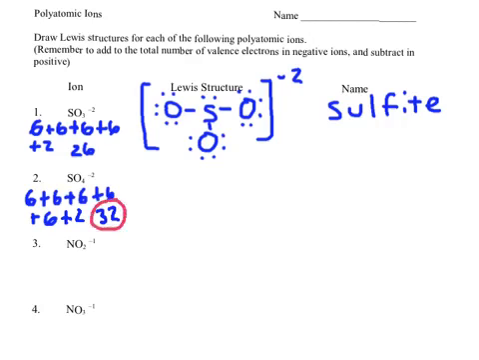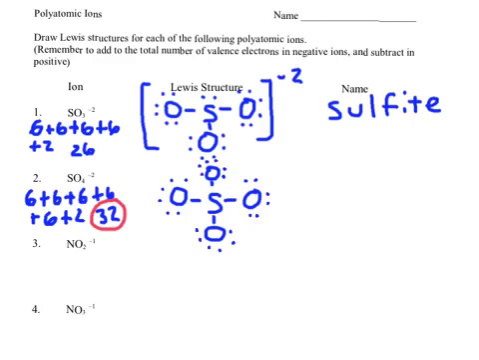So let's draw SO4. I put S in the middle. I'm going to put the O's symmetrically around it. I'm going to connect the periphery atoms to the center with single bonds. So what I've used up so far is 2, 4, 6, 8. Now I'm going to distribute my remaining electrons in pairs. 10, 12, 14, 16, 18, 20, 22, 24, 26, 28, 30, 32.